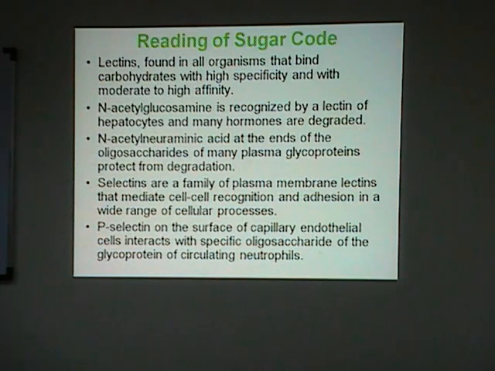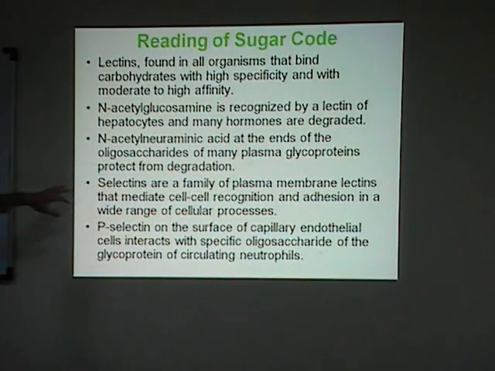Hepatocytes will take those plasma proteins that are required for our bodies, but due to, we can say, misprinting or miscommunication, because the sequence is different, that particular type of glycoprotein will be degraded. Then there is a disease.